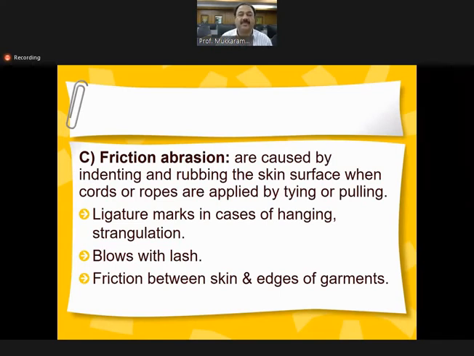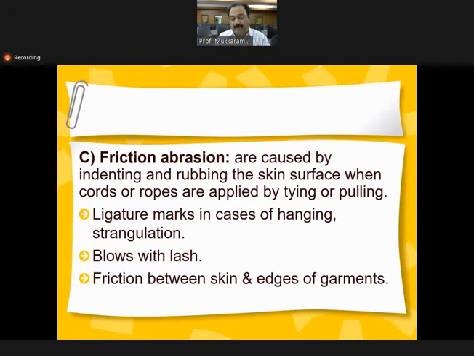Then we have the friction type of abrasion, caused by indenting and rubbing the skin surface with a cord or rope, applied by tying or pulling. Like I told you, in case of strangulation, some kind of marking on the neck will appear. This is also called the mirror image phenomenon. In strangulation, the mark of the loop will be below the thyroid cartilage. It will be complete, and the same kind of marking will appear.